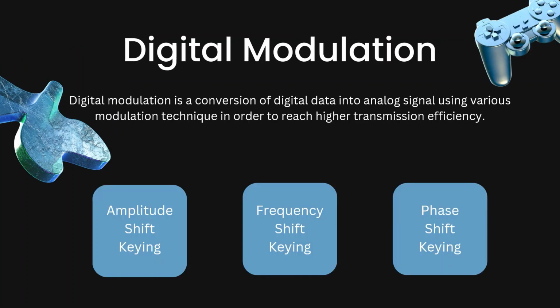Hello, I'm Mui Kaiser. I will be explaining the part on digital modulation. Digital modulation is a conversion of digital data into analog signal using various modulation techniques in order to reach higher transmission efficiency. For digital modulation, we have three techniques: amplitude shift keying, frequency shift keying, and phase shift keying.